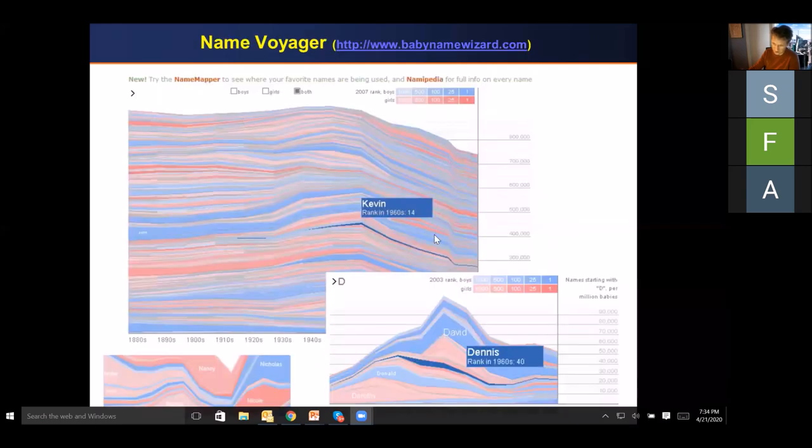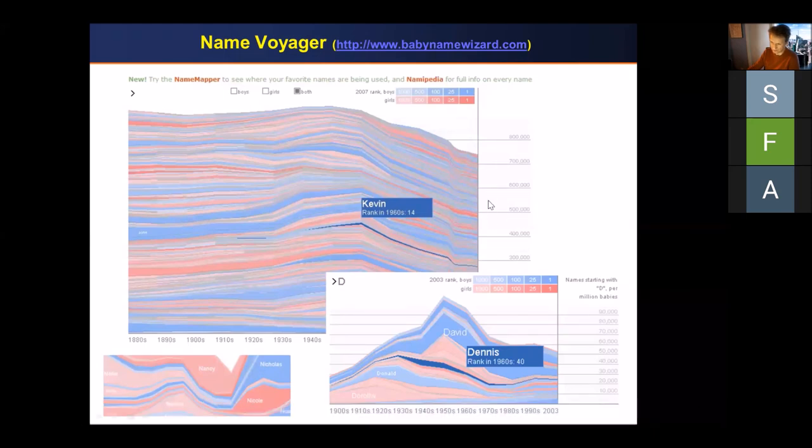And this tells you essentially how popular a particular name was in a particular time. This is like 1880s, 1900s, 1910, 1920, and so on until 2000. I think it's 2004, I'm not sure where it goes. Each of these streams is essentially a name, right? So let's play with this baby name wizard a little bit, okay? So I have this web browser here.